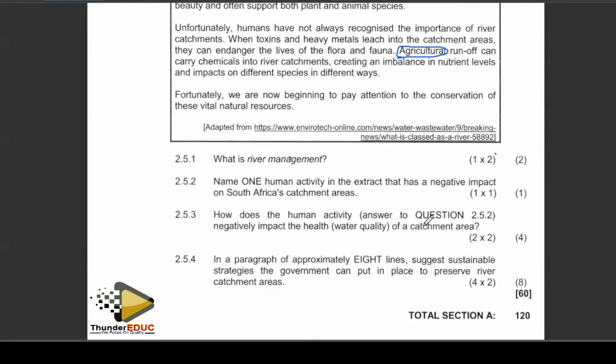How does the human activity negatively impact the health or quality of water of a catchment area? We are saying agriculture, how does it contribute towards the poor health of water or poor quality of water of a catchment area? Right, from agriculture, you can argue on the effect of pesticides.